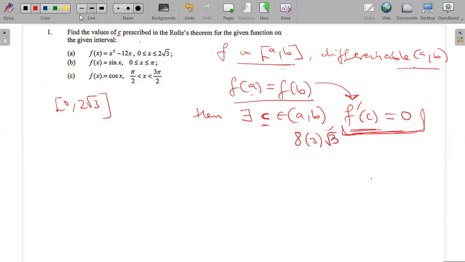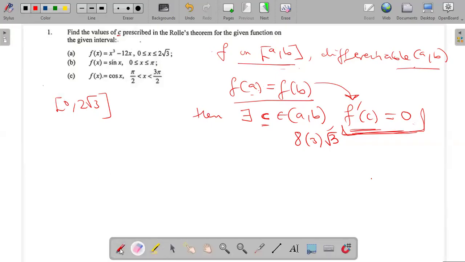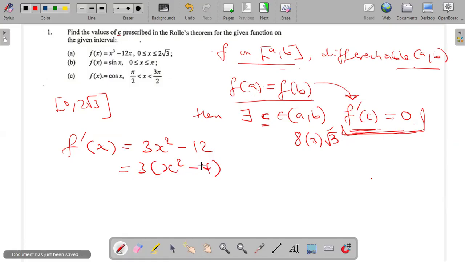Okay, so after getting that there, we now differentiate. Say f prime of x, then we'll replace the c later. That gives us 3x squared, just using the power rule, minus 12, like that. So this is what I get. I can even factor out a 3 here, such that it comes like this.